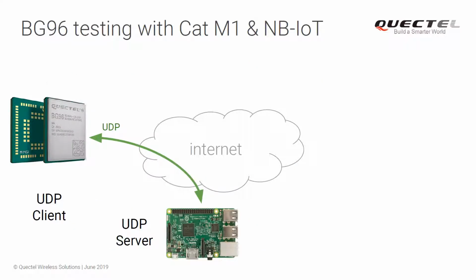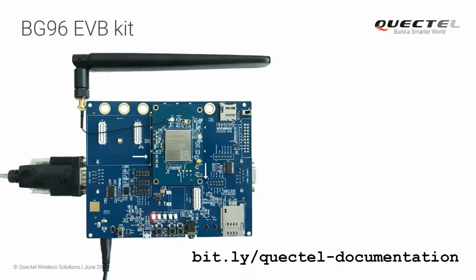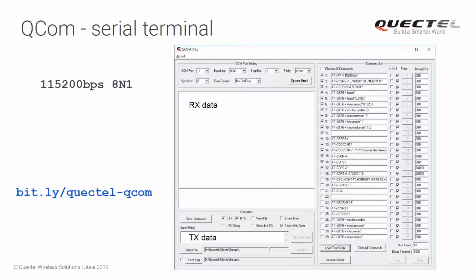Okay, now let's go to testing. For this, we'll use the BG96 simulation board, the kit with antenna and cables and so on. You can find documentation following this link. On the laptop, we'll use the QCOM application, which is a serial terminal. You can use any serial terminal that you have. You can get this one from the link shown here.